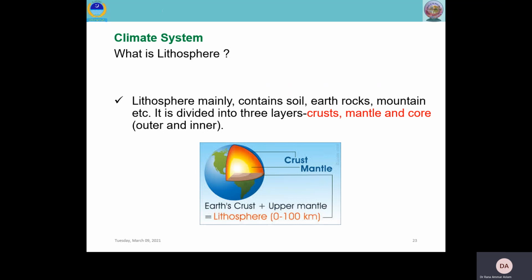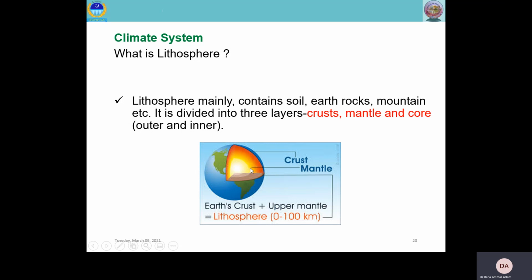The next one is the lithosphere, or you can say the land sphere or soil sphere. It contains soil, rocks, mountains, and the fossil fuels that are present in the lithosphere beneath the soil surface. If you see this figure, the one at the top, the blue part, shows the earth crust, right?